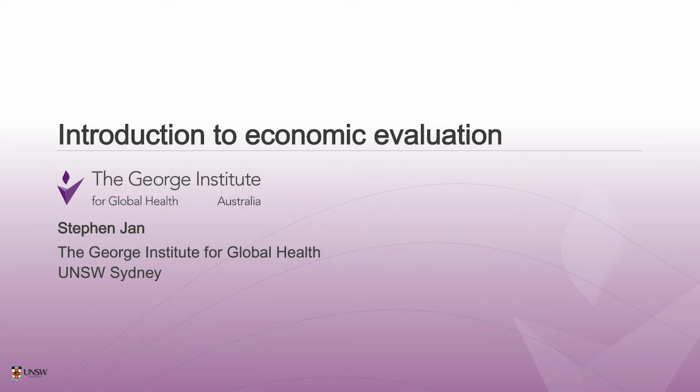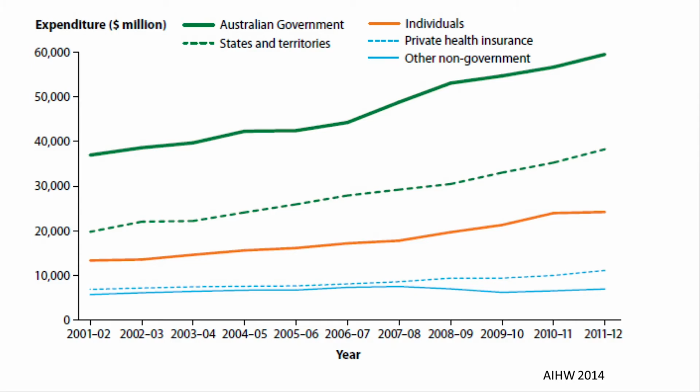So you'll see in the first slide, I have some background statistics in relation to expenditure in Australia. And as you can see, there's a trend towards increasing spending from generally all sources, in particular from the Australian government. Over the last several years, there's been an increase in government expenditure, private expenditure, and expenditure from states and territories.